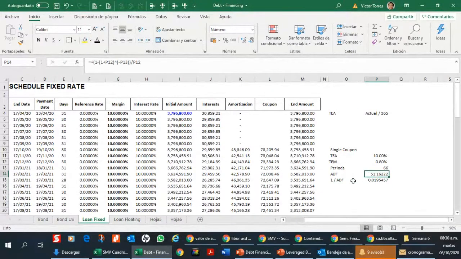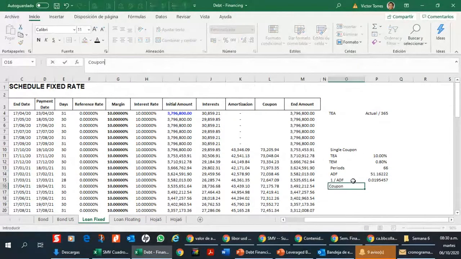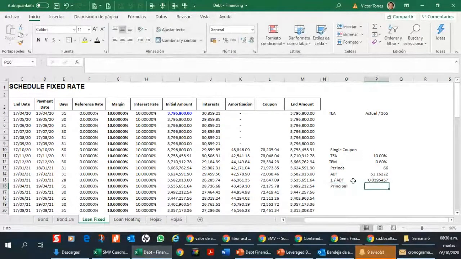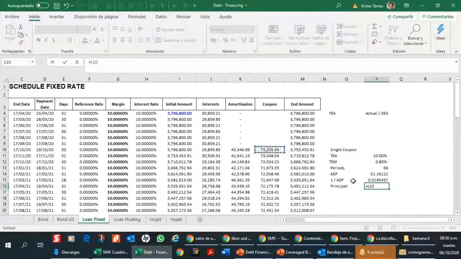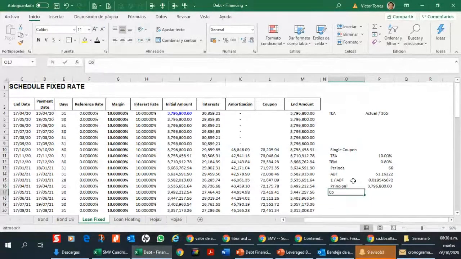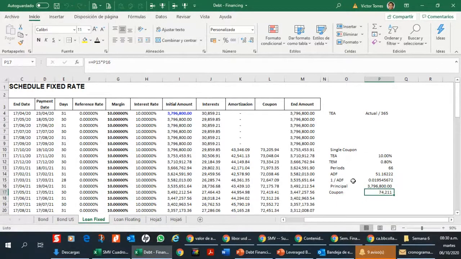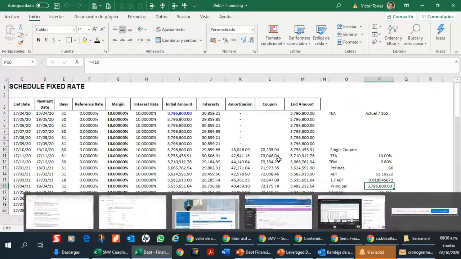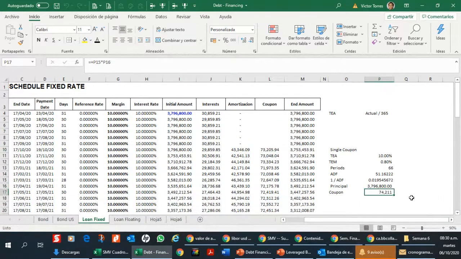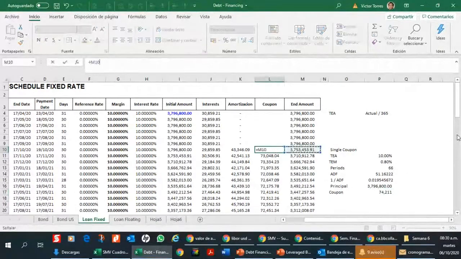What we're going to be getting here is the principal, and then the coupon. You all fairly know this from your classes. Please tell me if you are missing something in part of this structure, right? 74 times 180. Let's check that.